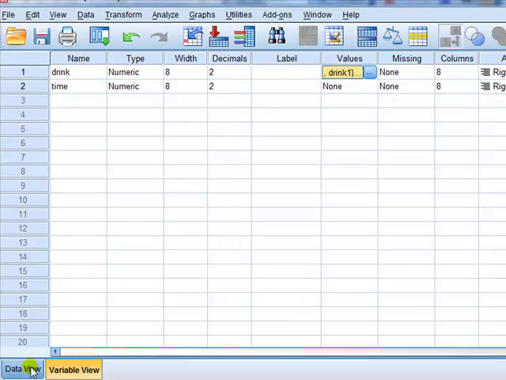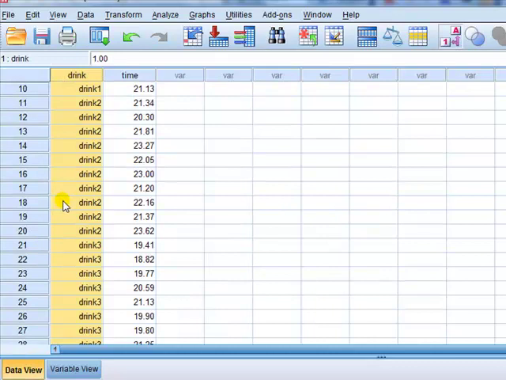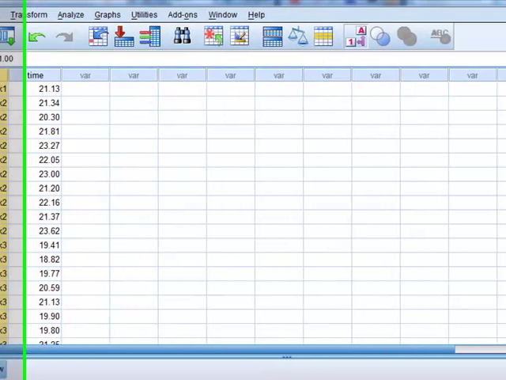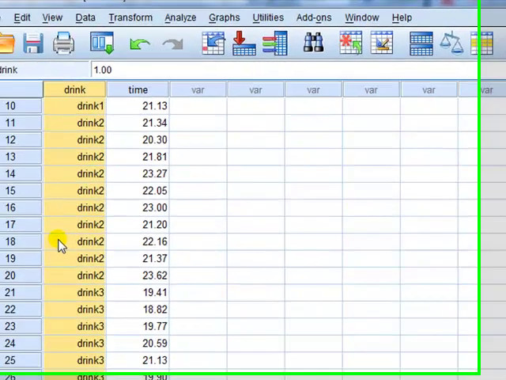Now, where does the word between come from? One-way between comes from the design of the experiment. Each participant is administered only one of the three drinks. Technically speaking, each participant experiences only one level of the factor, as opposed to more than one. For example, if each participant drinks 1, 2 and 3 and performs the task each time, then this would no longer be between ANOVA. Alright, so that explains why this is called a one-way between ANOVA.